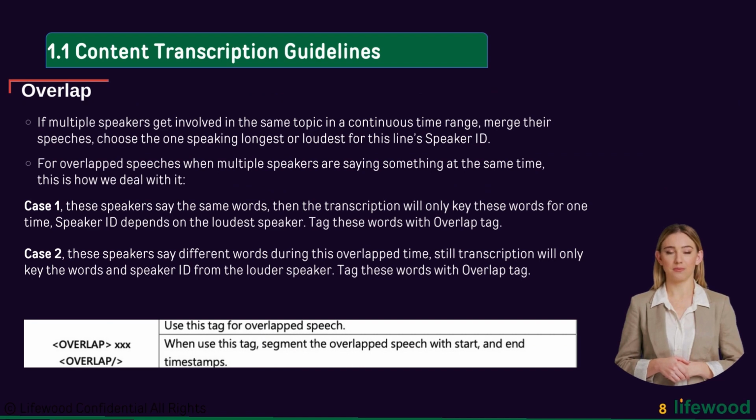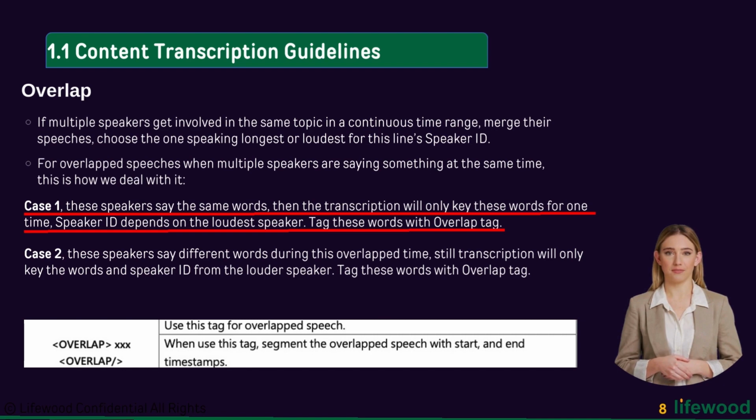Next, overlap. If multiple speakers get involved in the same topic in a continuous time range, merge their speeches, and choose the one speaking longest or loudest for this line's speaker ID. For overlapped speeches, when multiple speakers are saying something at the same time, this is how we deal with it. In case 1, when speakers are saying the same words, then the transcription will only key these words once. Speaker ID depends on the loudest speaker. Tag these words with the overlap tag.